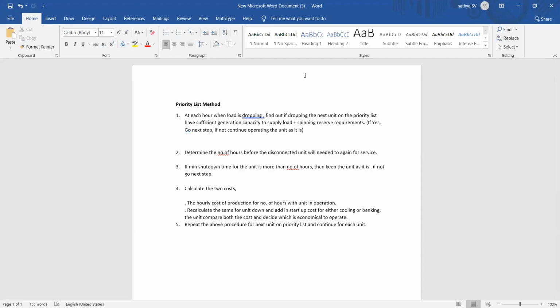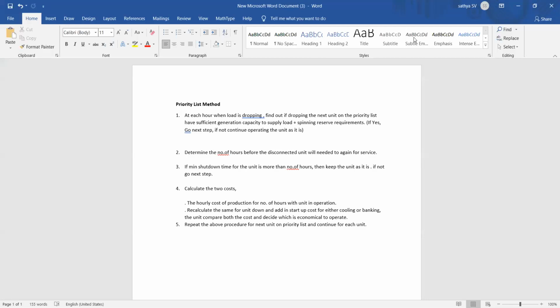Then only once it is calculated in the background, whether we are going to drop this unit for this load when the load is decreasing, does it work out or not? We need to do the background calculation with maintenance of the spinning reserve requirement as it is. Right? If it is okay, then we can move on to the next step as how many hours we need to disconnect. That is, before disconnection only we need to do this calculation. Again, how much time it is required to be in the service immediately, right? If the minimum shutdown time for the unit is more than the number of hours, then we can stop it.